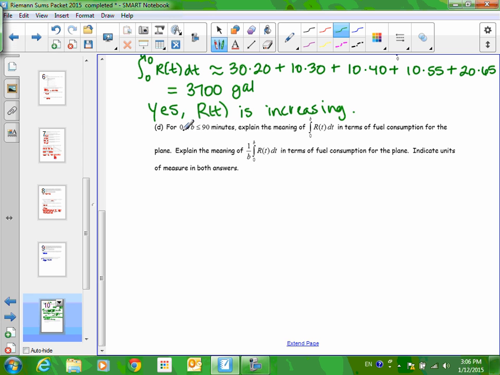So it's saying for 0 to 90 minutes, explain the meaning of that in terms of fuel consumption for the plane. So we're just going to start out. We're never going to leave anything blank, because you never know what you're going to get a point for. Don't leave stuff blank.